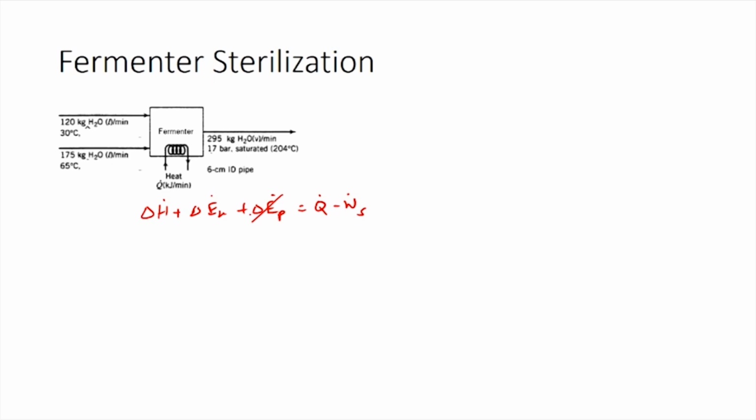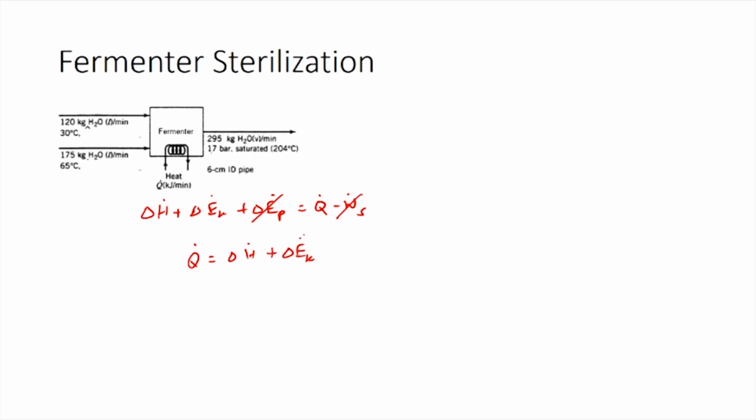Q dot and W s dot have to be looked at. Q dot is the heat which is supplied for the change in enthalpy and the kinetic energy. W s dot would go to 0 because there are no moving parts; you do not have any shaft or piston. So, W s dot can also go to 0. The equation simplifies to Q dot equals delta H dot plus delta E k dot.